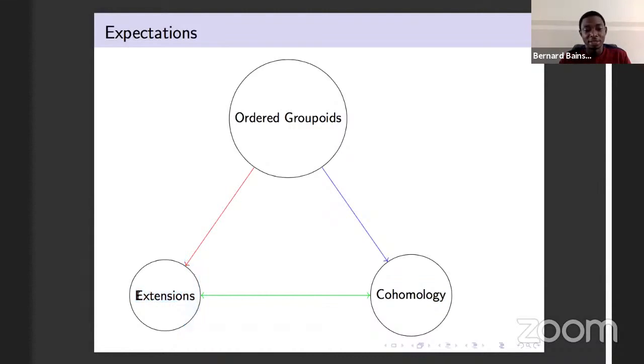So our goal is to classify extensions. To do that, I'm going to use the notion of cohomology of ordered groupoids to classify that. So we will first describe what ordered groupoids are so that we get to know the structure that we are dealing with, and then note what extensions are. Based on that, we can classify using the notion of cohomology of ordered groupoids. So I'm believing that we are good to go now.